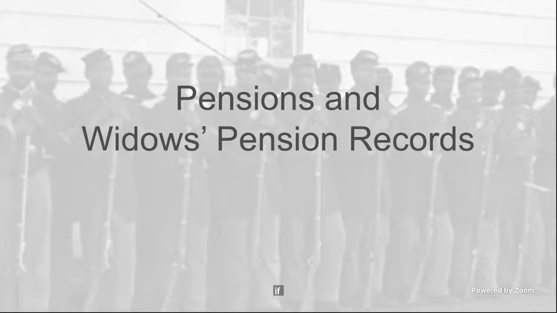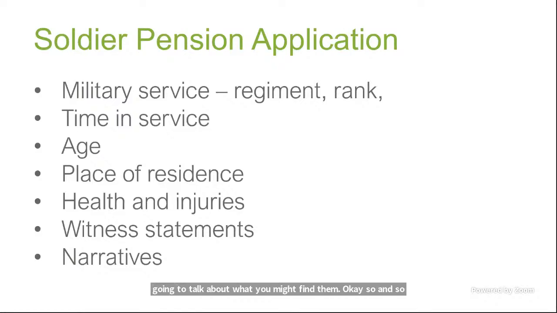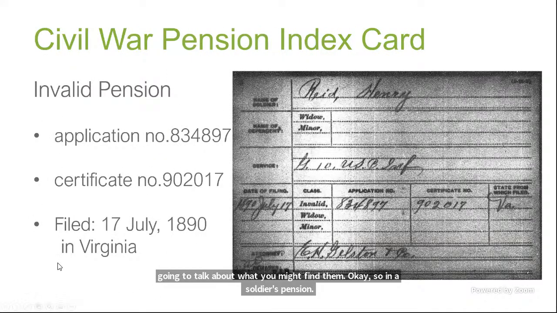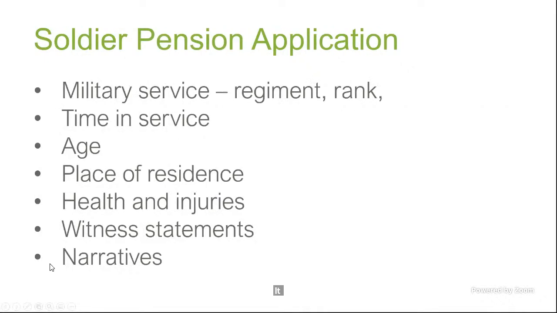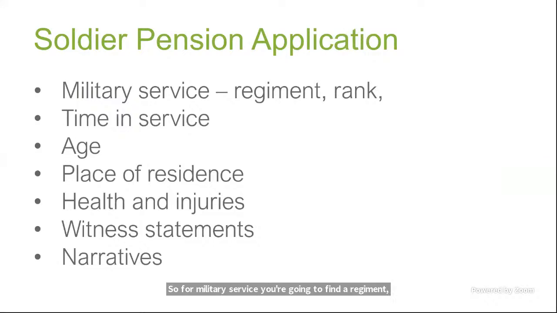So let's dig into some pension records. First, we're going to talk about what you might find in them. Okay, so in a soldier's pension, for military service, you're going to find their regiment, their rank, their time in the service, their age. You're probably going to find the place of residence, any health or injuries that occurred during their service. You're going to find a lot of information about that if that happened, because that's what a pension is about.